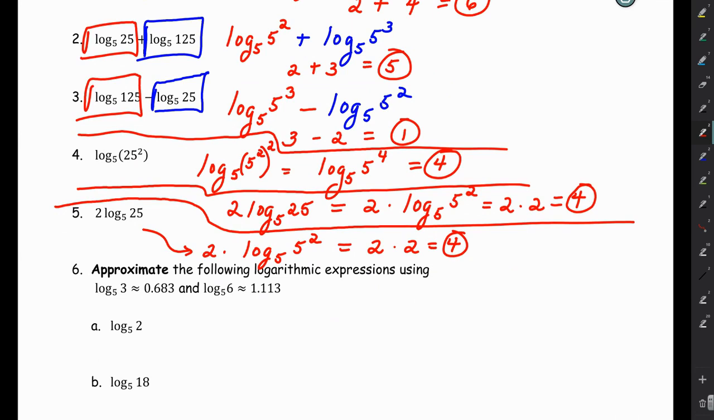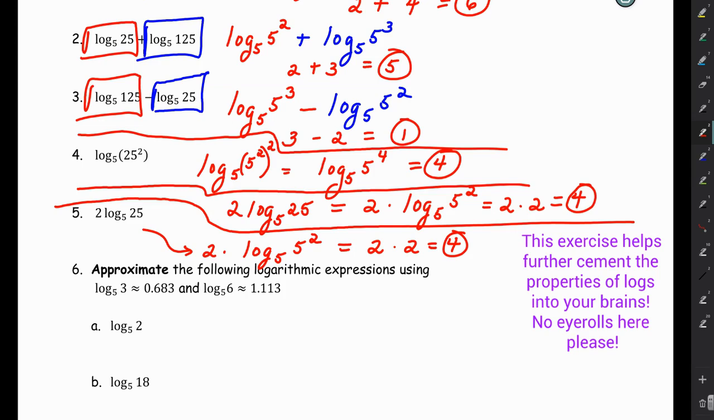Number 6 says approximate the following logs using some information. Now, you would have your calculator. You would just be able to put in log base 5 of 2, but this is saying try to do this without using your calculator. See if you could find a way to write log base 5 of 2 as log base 5 of 3 and log base 5 of 6.